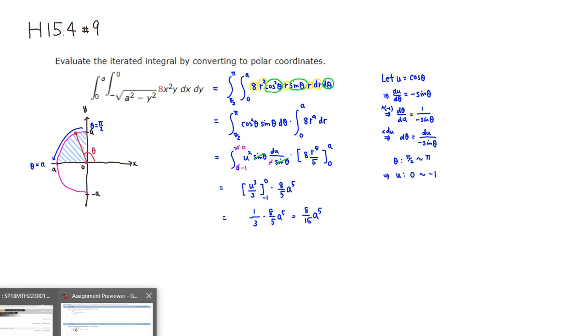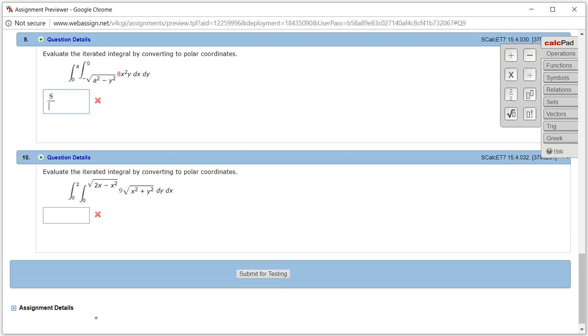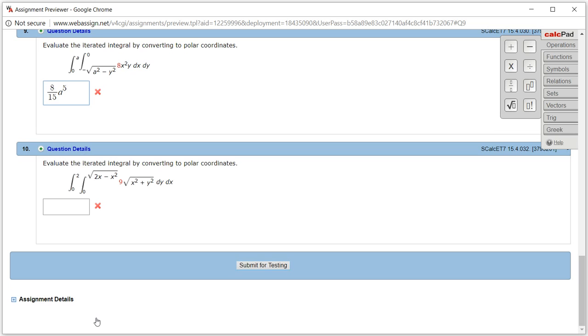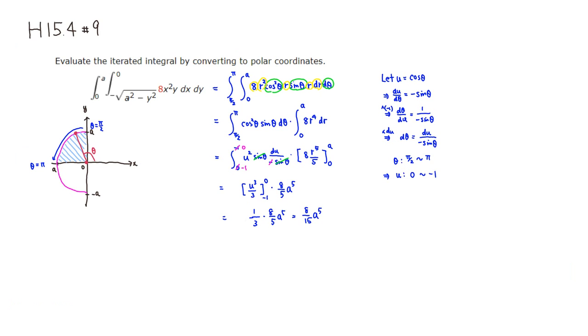So let's type it in. We got 8 over 15 a to the 5th. Let's check the answer. Submit for testing. I came back and it looks like we got this one correctly. That's it. I hope that this was clear.